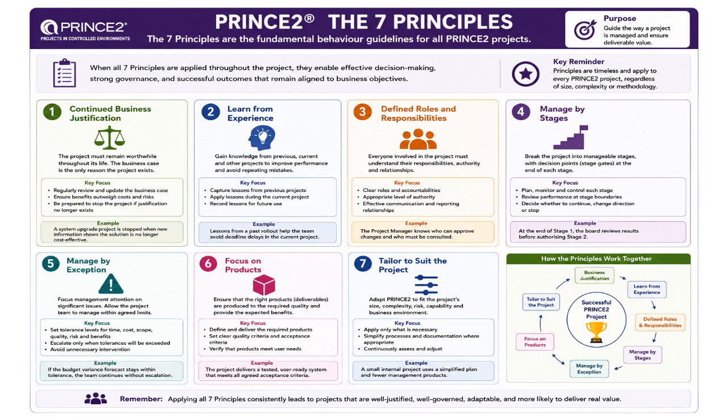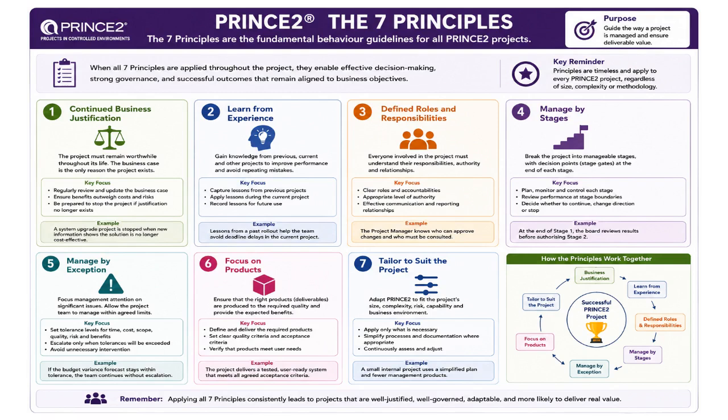The sixth principle is focus on products. PRINCE2 is highly product-oriented, rather than focusing primarily on activities. The methodology first defines the products or deliverables that must be created. Clear product descriptions, quality criteria, and acceptance requirements ensure that outputs meet stakeholder expectations and deliver intended benefits. This principle improves quality management and delivery clarity.